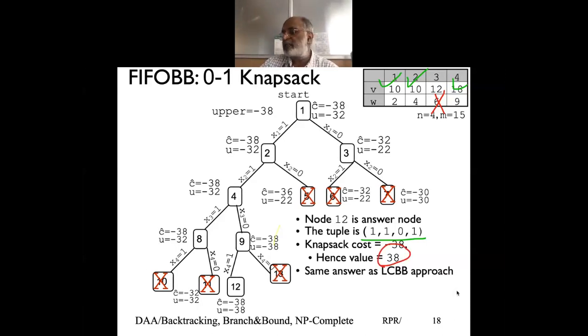And this is basically the same answer we got with the least cost branch and bound approach. But what happened in this case is, in least cost, we always explore the least cost node. So our exploration was on this path, and we never explored these nodes. But here we end up exploring this and spending more time there.